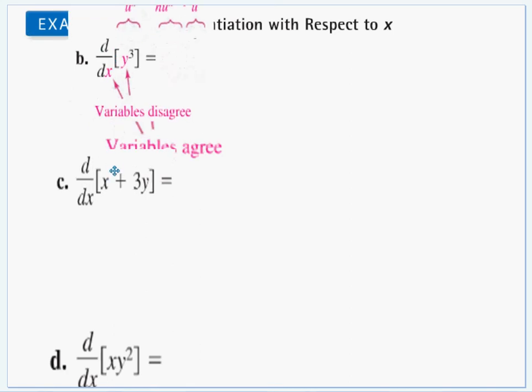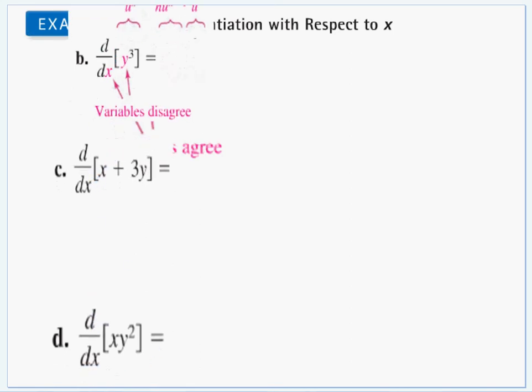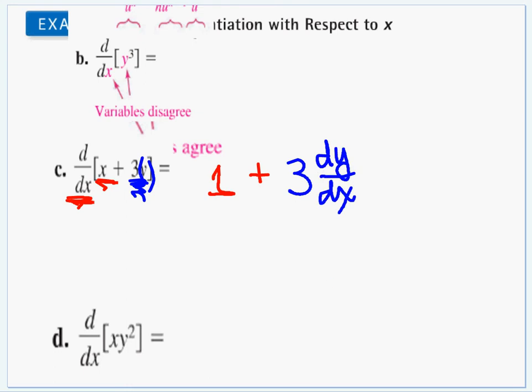Let's try a few more. Okay, letter C. We are deriving with respect to x. Our first term is an x, that'll be no problem. And our second term has a y, so we're going to do this implicit. All right, so the first one, let's derive x with respect to x, so that's just going to be a 1. And then we have a plus. Okay, we're going to derive 3y with respect to x. So first we derive and get the derivative 3 like we would expect, and then the y would disappear. But remember, y is an inside function, so we chain rule a dy/dx on there. So there's our derivative.